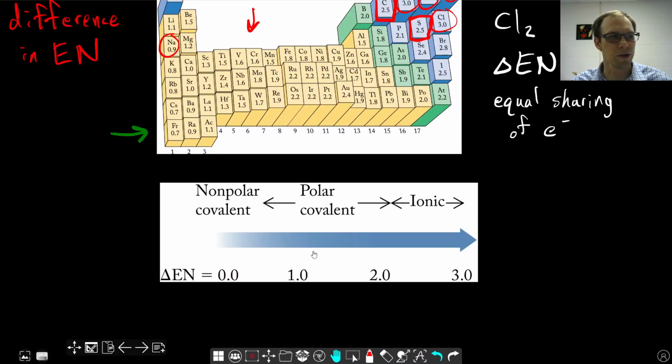This chart here is approximate, right? So the details matter here, like how heavy are the atoms and things like that, but it gives you a rough guide as to whether you expect a bond to be polar or nonpolar. And that concludes our discussion of electronegativity.